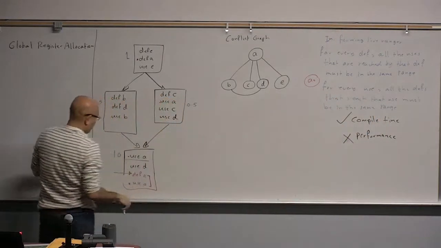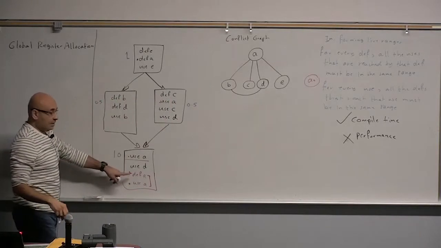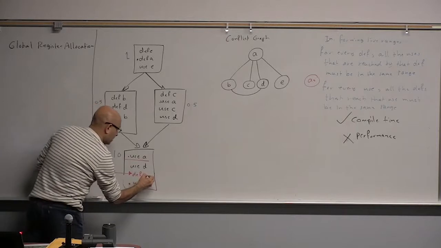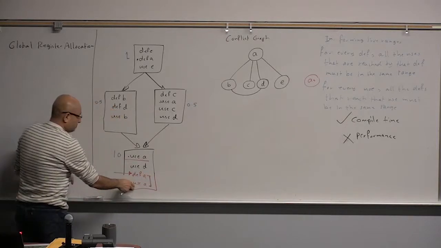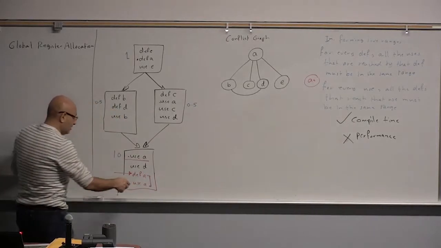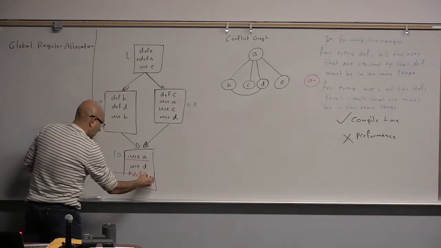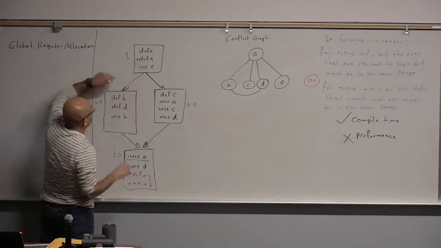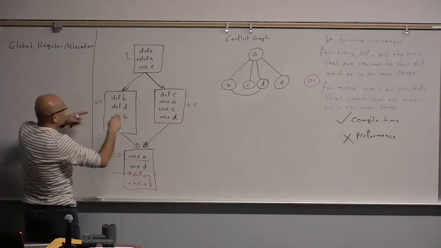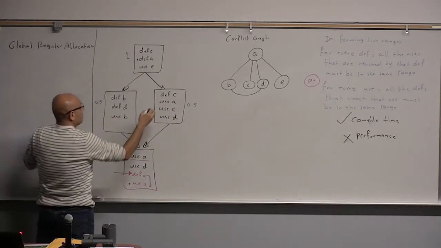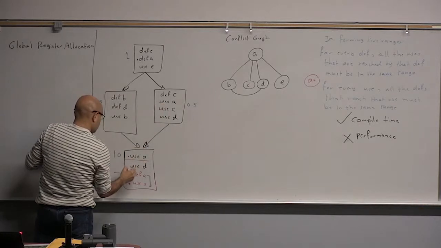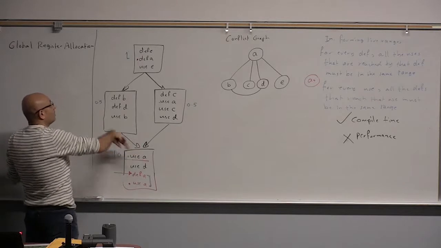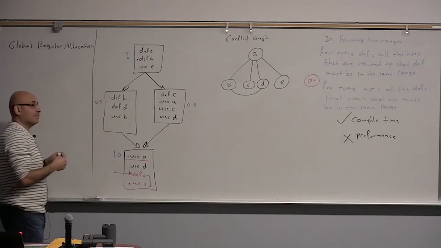Okay, so for example, this is a definition. The uses that are reached by this definition are only this, so they are in this live range. This is a use. All the definitions that reach this use, in this case, is only this, so this will form a live range. For this definition, all the uses that are reached by it, this use and this use, must be in the same live range. And again, for this use, you have to have all the definitions that reach it.